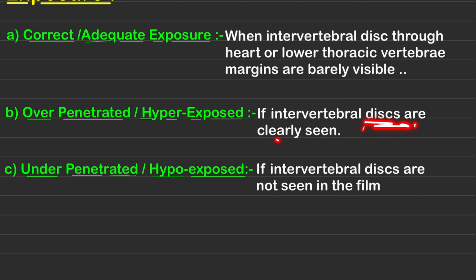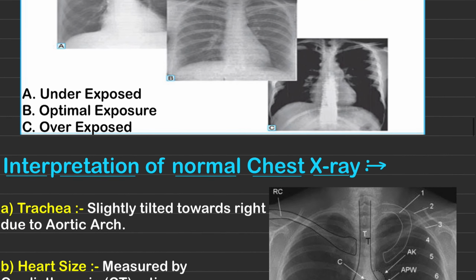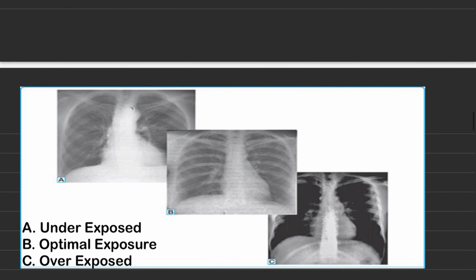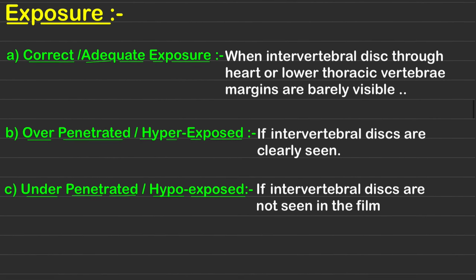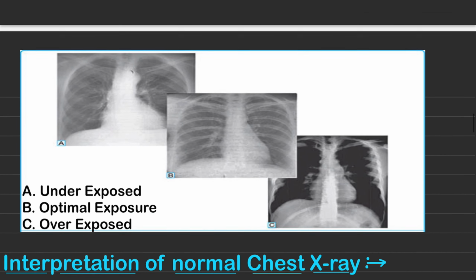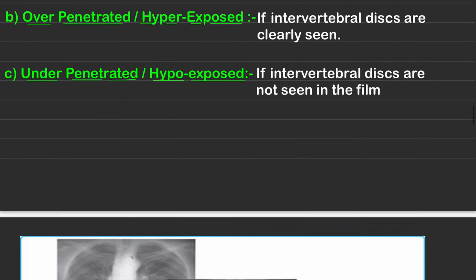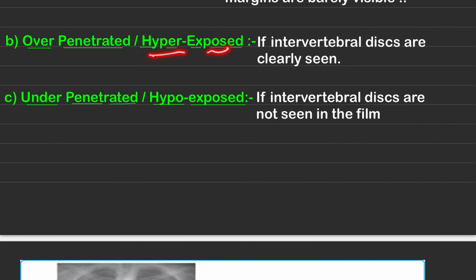If the intervertebral discs are clearly seen, it is overexposed or hyper exposed. This is the C X-ray. Here you can clearly make out the intervertebral discs. So this is the hyper exposed. You can also see the exposure by this blackish shadow, as this shadow is generally seen in case of pneumothorax. We will cover it in the next part of the video, so you can get an idea of the pneumothorax also. But here the intervertebral discs are clearly seen. So this is an overexposed or hyper exposed X-ray.